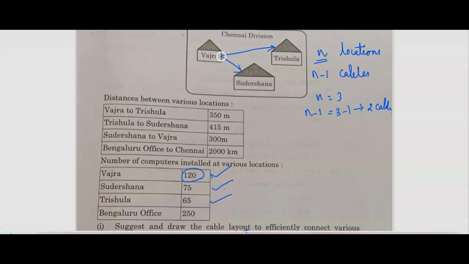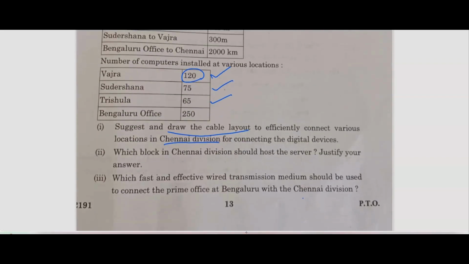So this is how you should draw this cable layout. This is the concept. You should understand that for n locations, you need n minus 1 cables. Understand? So let us move on to the next question.